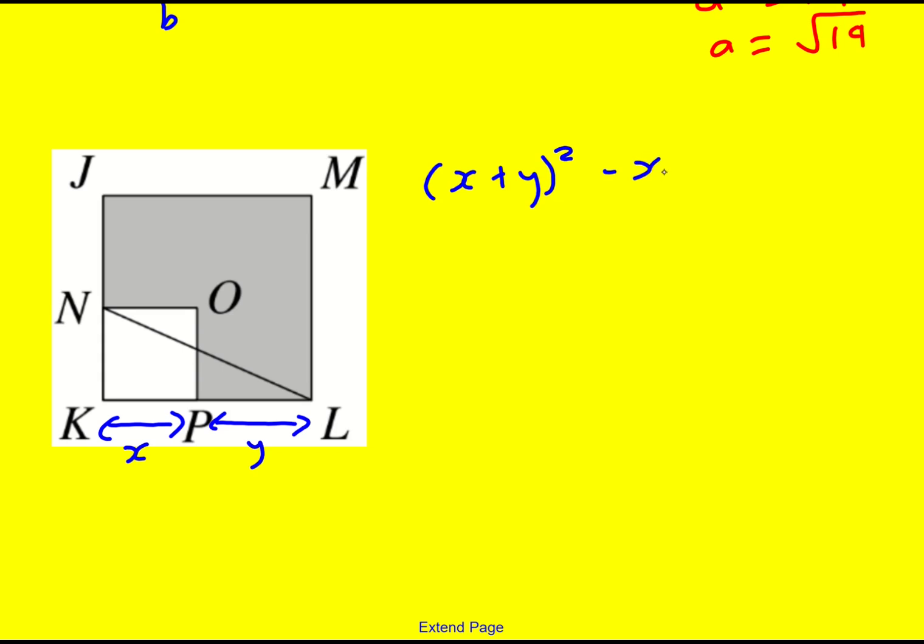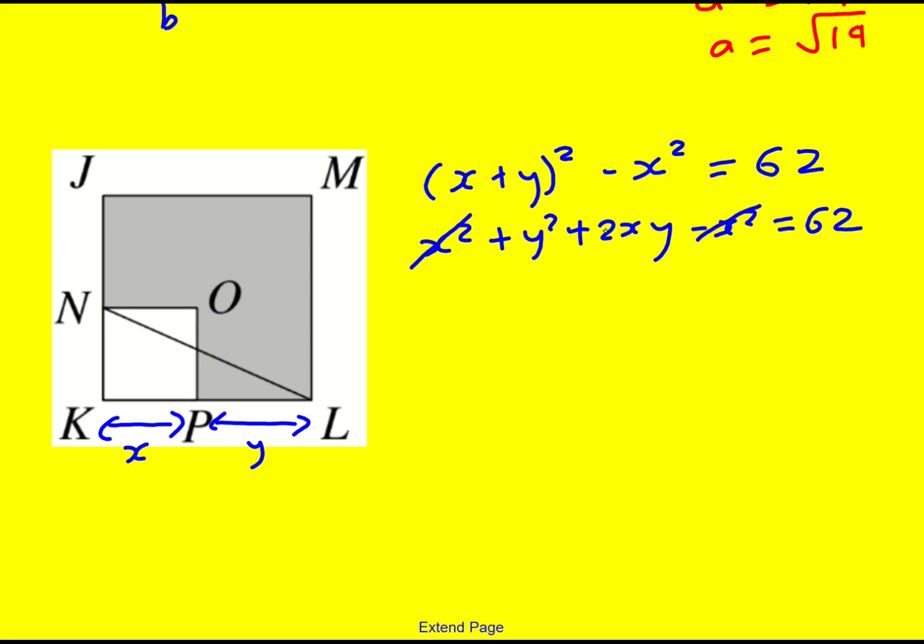And if I minus the area of the small square, that's x squared, then that is going to be 62. So x squared plus y squared plus 2xy, when I expand this double bracket, minus x squared is 62. These cancel, so I've got y squared plus 2xy is 62.